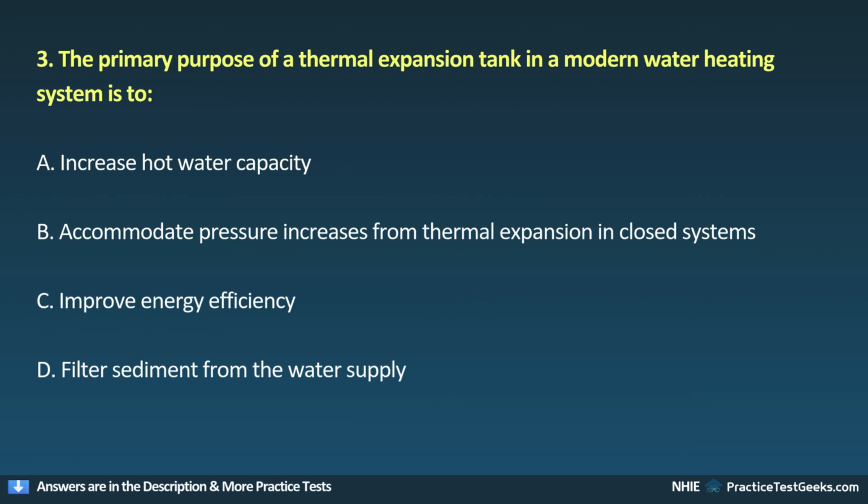3. The primary purpose of a thermal expansion tank in a modern water heating system is to A. Increase hot water capacity, B. Accommodate pressure increases from thermal expansion in closed systems, C. Improve energy efficiency, D. Filter sediment from the water supply.